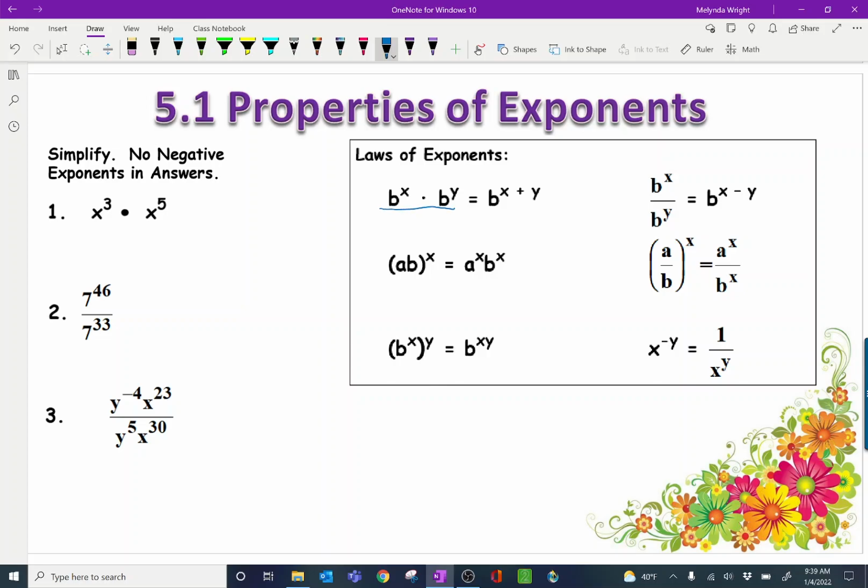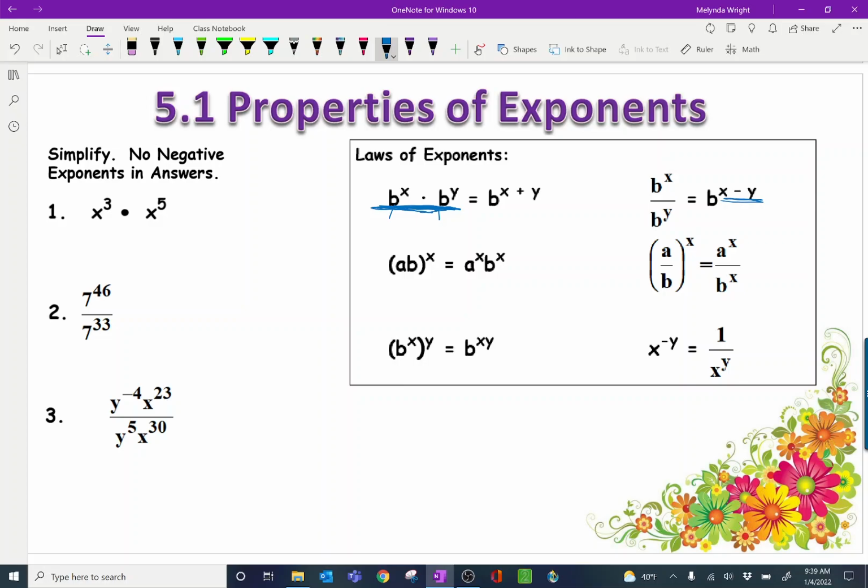So if we have common bases and we're multiplying terms with common bases, we're going to add the exponents. Some teachers have this little saying, base, base, add. I don't know if that's helpful, but common bases that you're multiplying, you would add the exponents. Common bases that you're dividing, you're going to subtract the exponents. So that's multiplying common bases and dividing common bases.